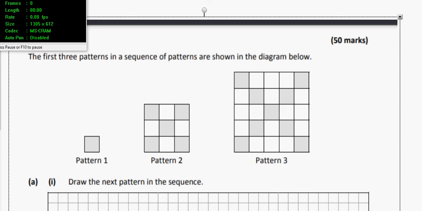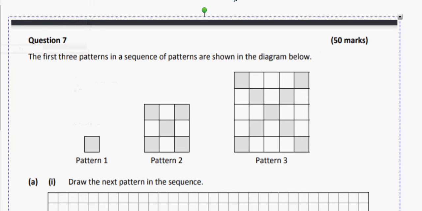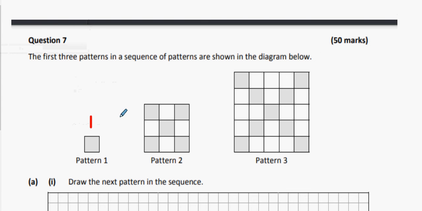Now we're on to the sequences and series question. So we have one, I'm just going to count the total blocks first: 1, 9, and this one is 25. So it's 1 squared, 3 squared, 5 squared. So I'm pretty sure the next one's going to be 7 squared, so it's going to be 7 by 7.